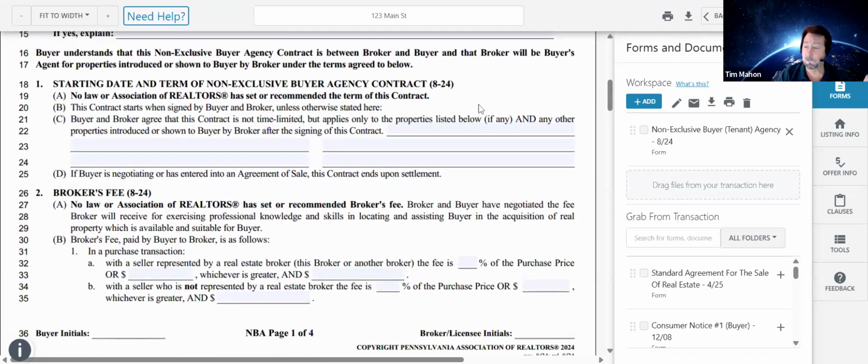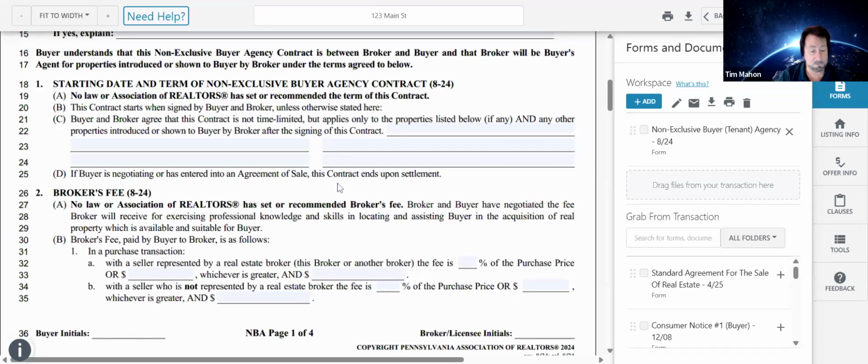Starting date, it's really up to you. How much time do you want to put on here? The starting date is the date signed. And no law or association has set or recommended a term of contract. Buyer and broker agree that this contract is not time limited, but applies only to the properties listed below, if any, and any other properties introduced or shown to buyer by broker after signing the contract. Pretty much how I explained it. So what I would do here, if I'm at the front door filling this out, is add 123 Main Street here, and that's all I need to do for now.